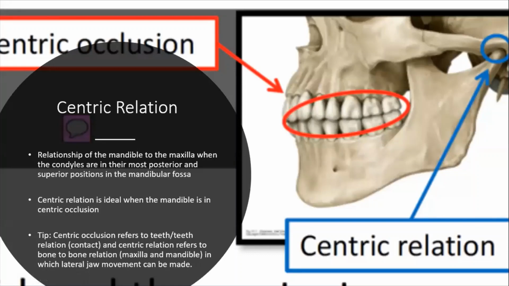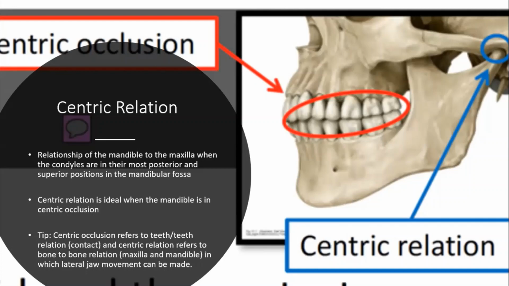So with centric occlusion, you have centric relation. And this part gets a little bit tricky, but I'm going to break it down very simply for you to understand this. So centric relation is the relationship of the mandible to the maxilla when the condyles are in their most posterior and superior positions in the mandibular fossa. You can see over in the picture, the centric relation is pointing right at the condyle in that TMJ. So the centric relation is ideal when the mandible is in centric occlusion or at rest.